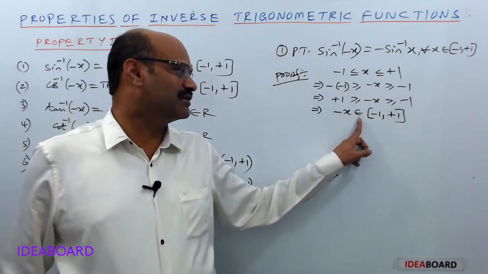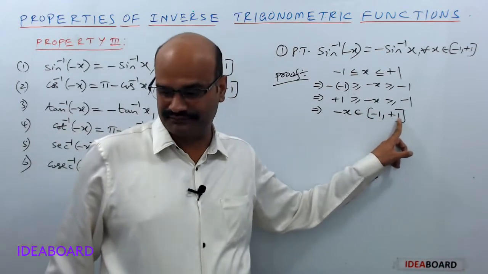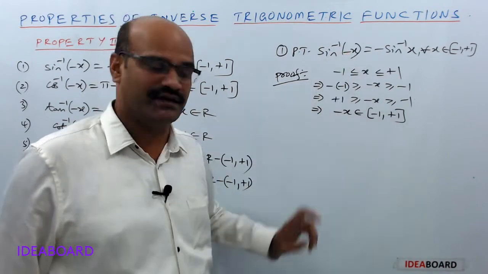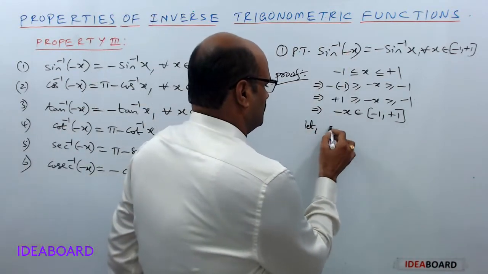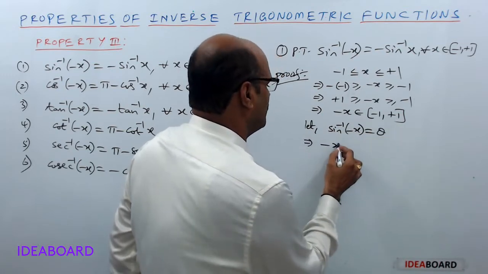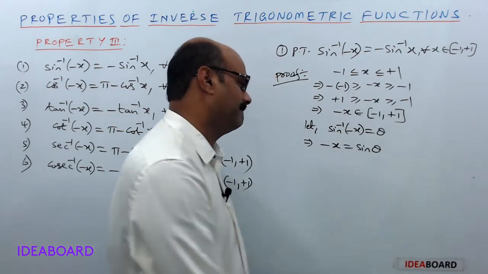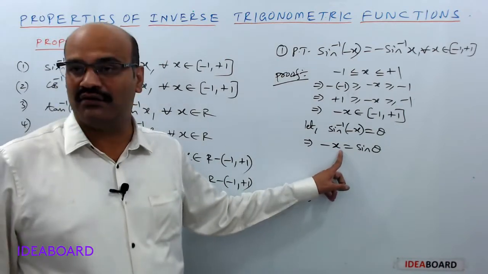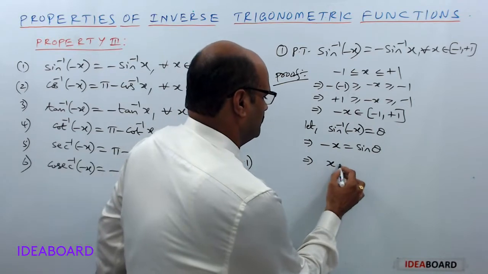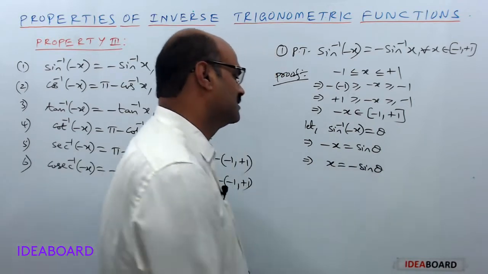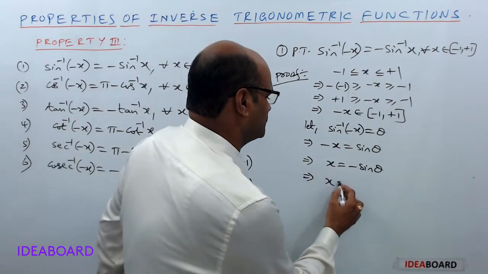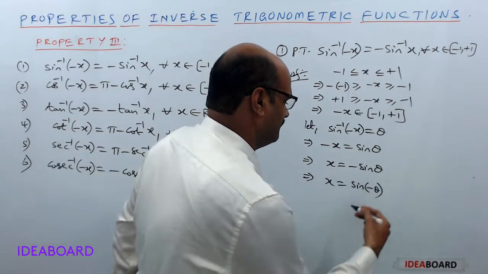Since minus x belongs to minus 1 to plus 1, let sin inverse of minus x equal to theta. It implies we have minus x equal to sin theta. Then here we have x equal to minus sin theta. Now this can be written as x equal to sin of minus theta.